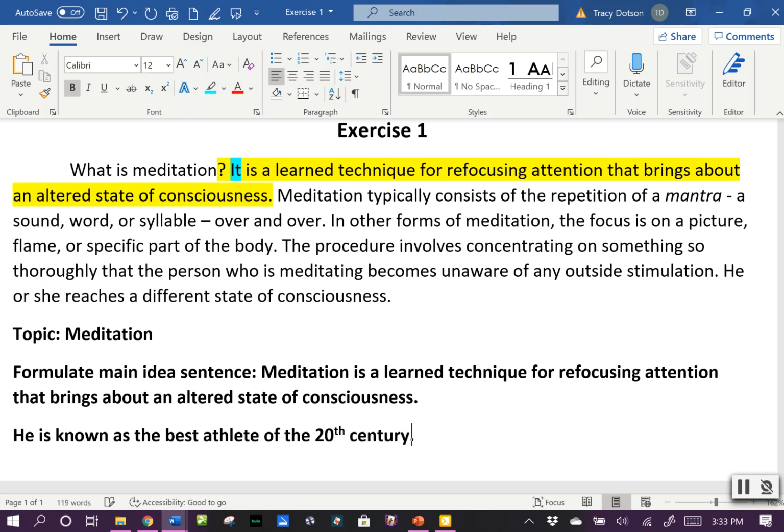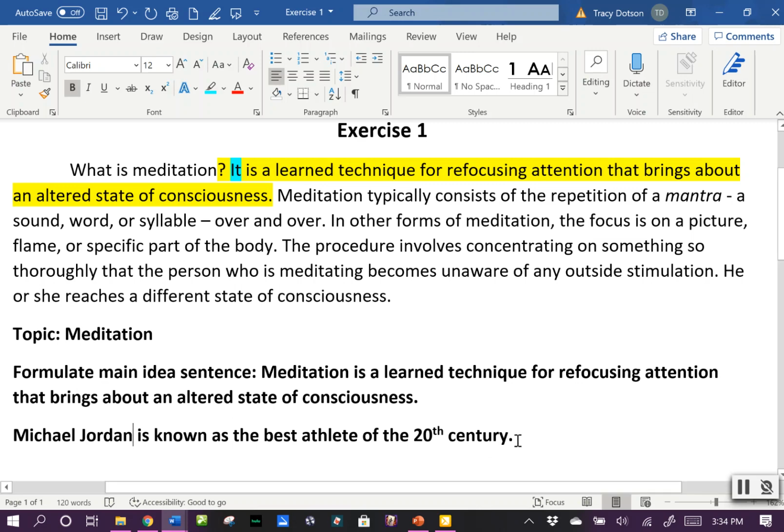Okay, so remember we had this example as well. Ask yourself, do we know who he is? No, we don't. But we could put in who he is. Let's say Michael Jordan is known as the best athlete of the 20th century. That would be a good formulated main idea sentence, because we have our topic plus the most important point about our topic. So Formula 1 is basically looking in that paragraph, determining the topic, and if there's one sentence that gives the most important point about it, but it has a pronoun, he, she, it, they, for the topic, then you're just going to replace that pronoun with your topic.